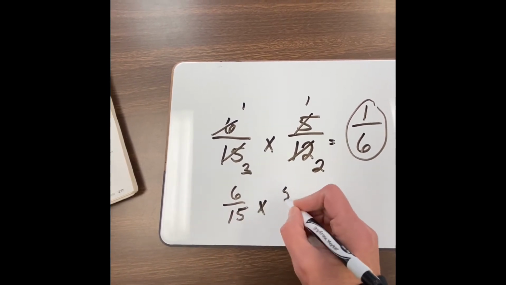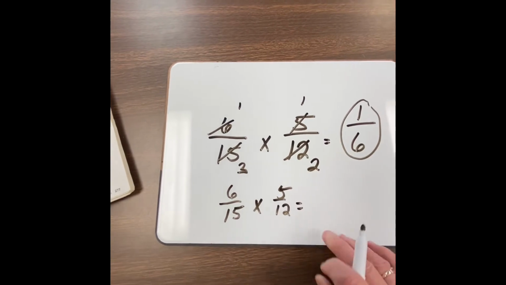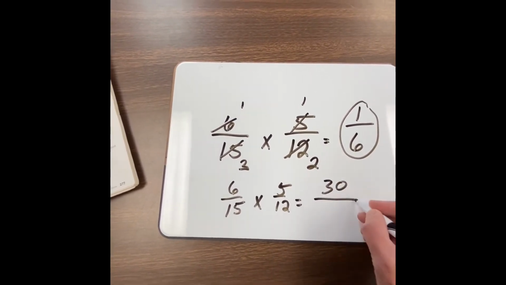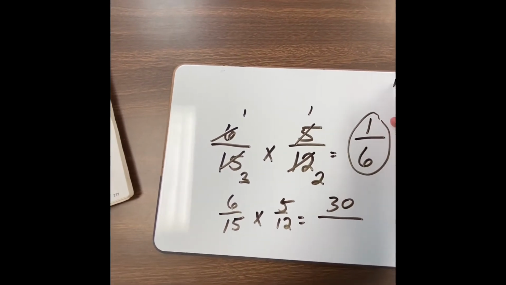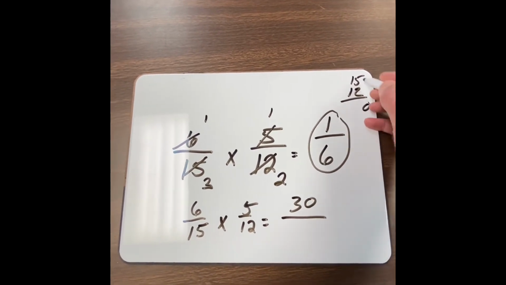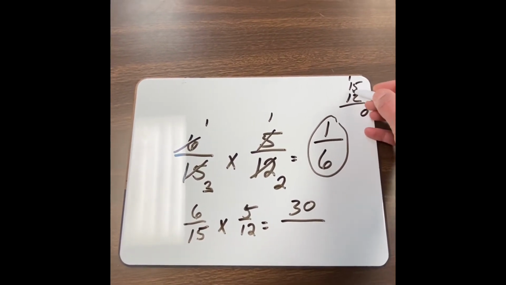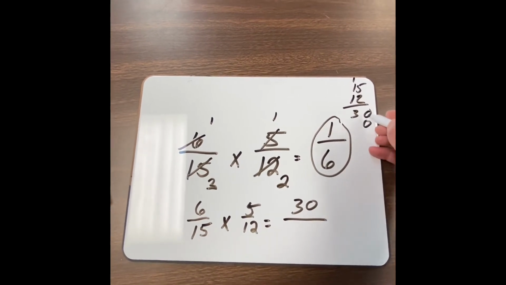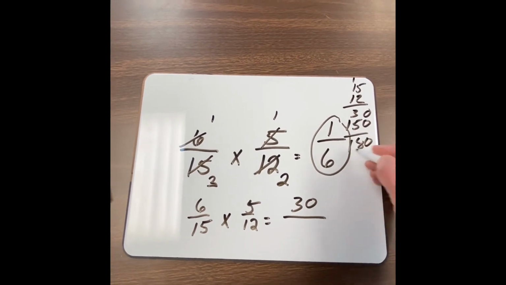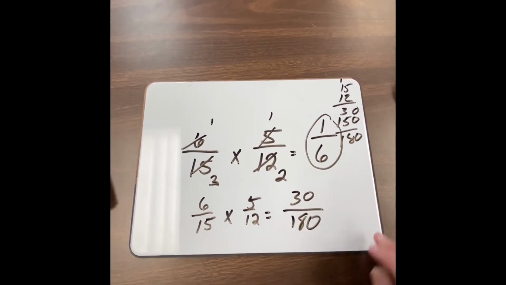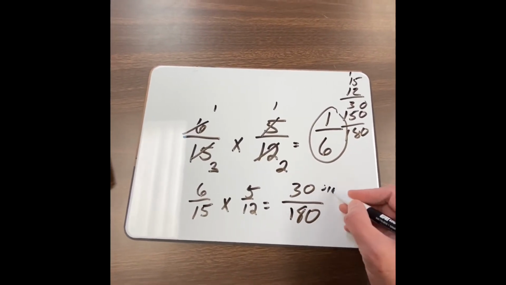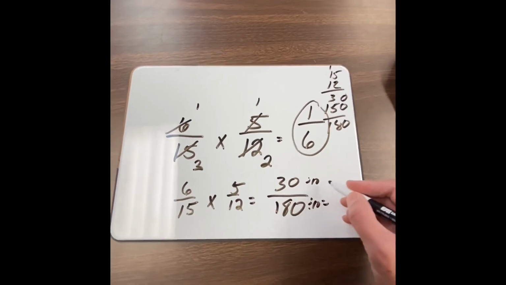Okay, so now 6/15 multiplied by 5/12. If you do not cancel, 6 times 5 is 30. Now we have to do 15 multiplied by 12. 2 times 5 is 10. 2 times 1 is 2 plus 1 is 3. Placeholder, 1 times 5 is 5. 1 times 1 is 1. So 180. So now, they both end in 0, so we can divide by 10. 30 divided by 10 is 3.